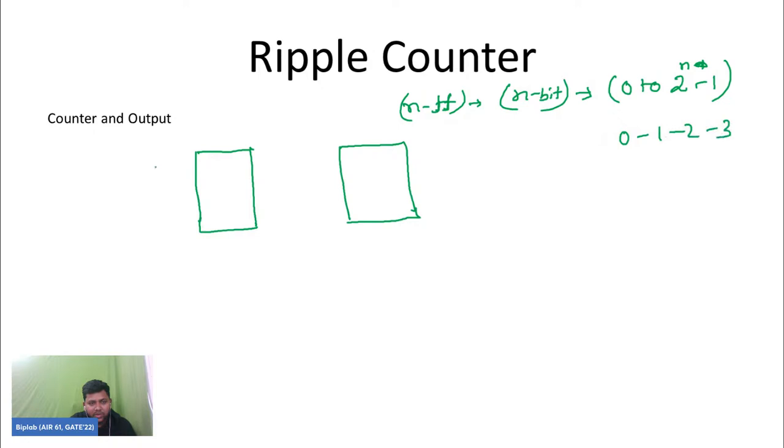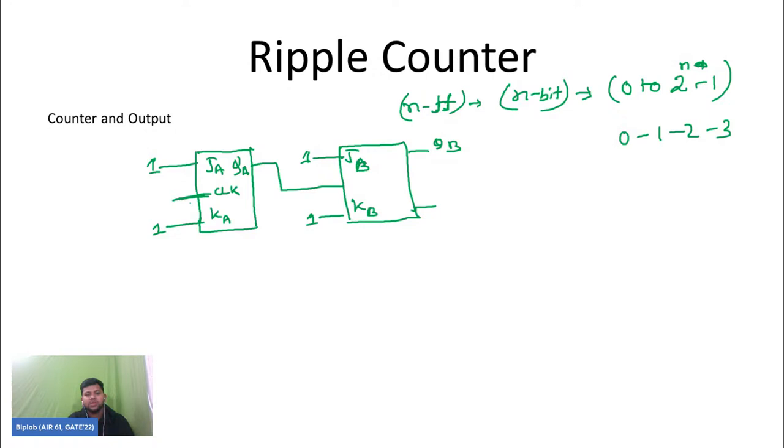So we have J, K, and the outputs, let's say J A, K A, Q A, and the second one named B. The output of the first will be connected to the clock of the second, and you have Q B. All these J and K inputs will be 1. And we have a clock here. This is the actual clock which is connected to the first flip-flop.